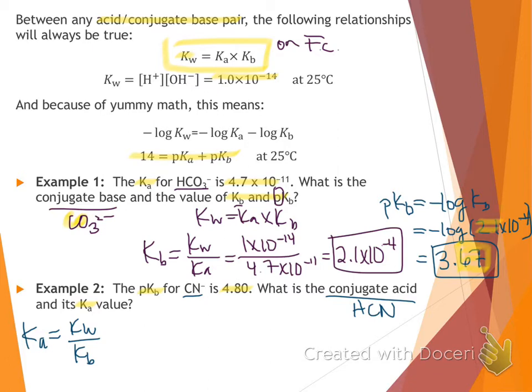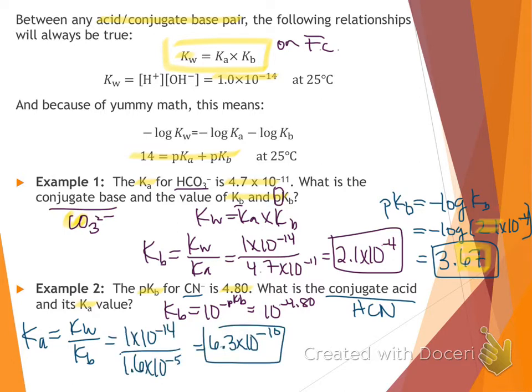I don't have my Kb though. I have my pKb, which is the negative log of the Kb, so we can take the anti-log. Anti-log would be 10 to the negative pKb power, or 10 to the negative 4.80. Should have found that Ka to be 6.3 times 10 to the negative 10. Again, let's not forget about our sig fig rules. Our log number has two sig figs, so we had two sig figs in our Kb and then our Ka that we found here. You might have even done the problem another way.